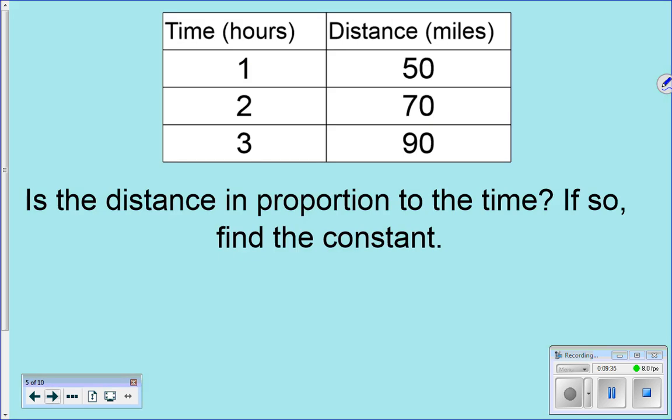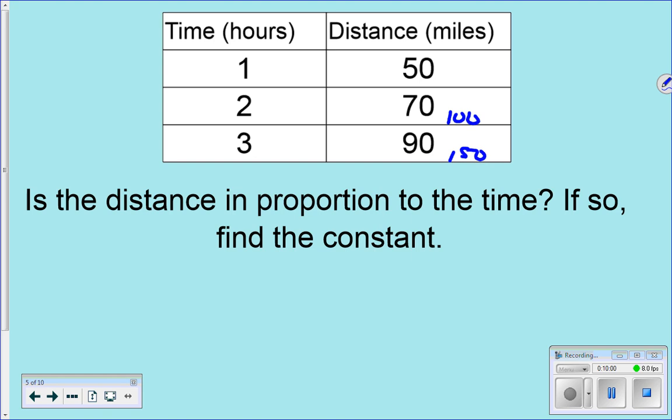Hours, distance. Not in proportion. It should what? It's going up by 20. If I do my cross products, am I in proportion? Not even close. Because 50 times 2 is? Yep. So what should this be? And this should be 150. Okay.